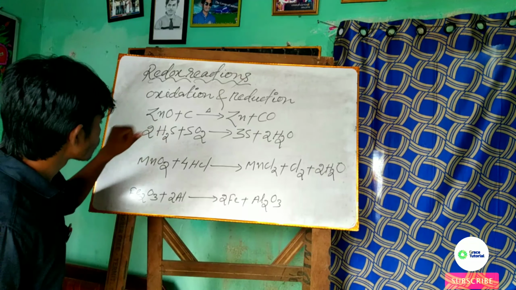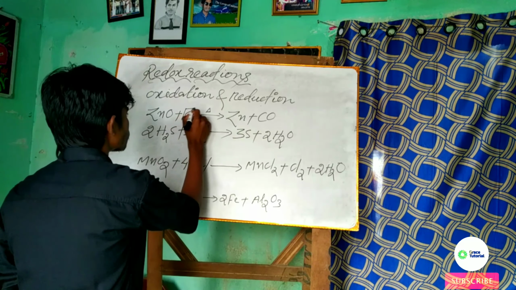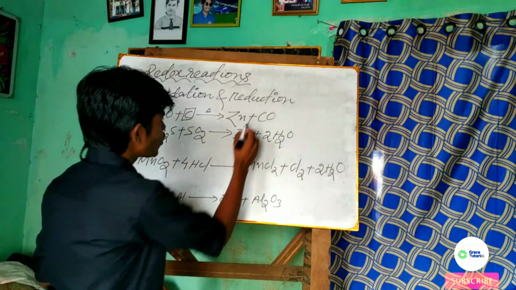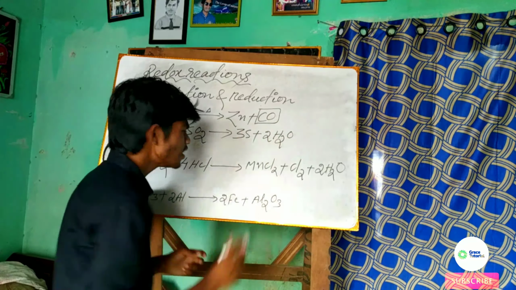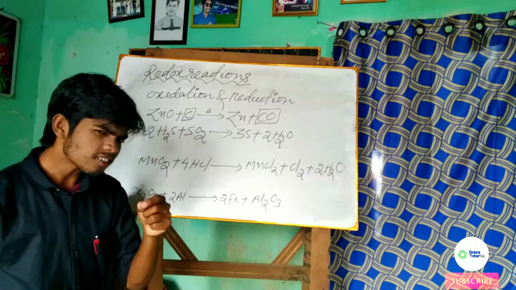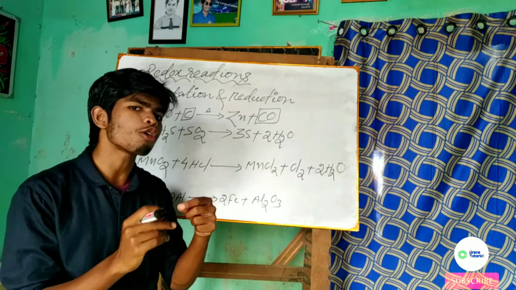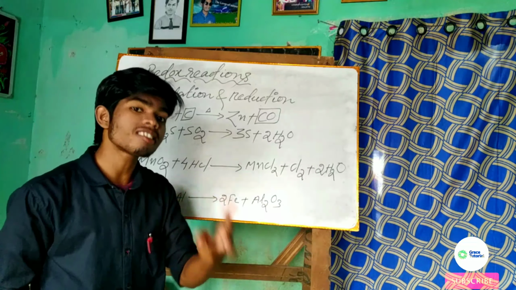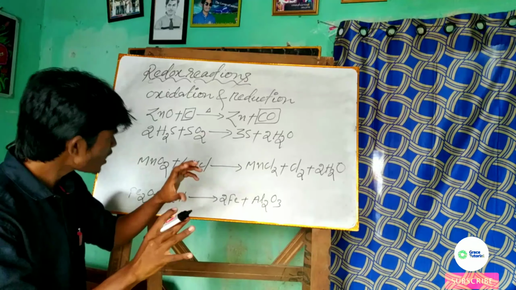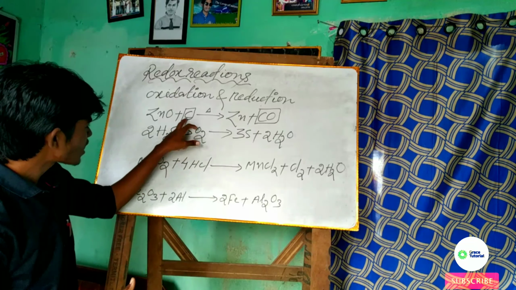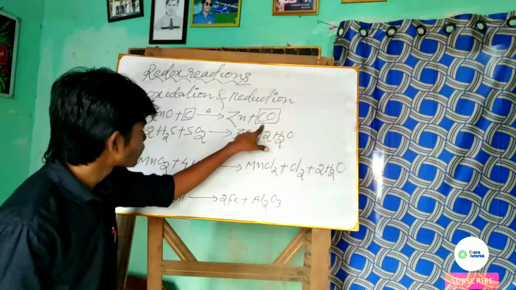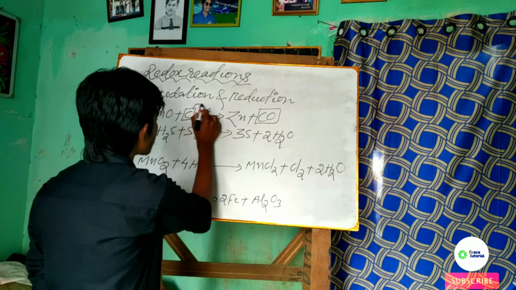Look here. In the reactant side, we have carbon. But in the product side, we have carbon monoxide. That means here the addition of oxygen has taken place. Recall the definition of oxidation: addition of oxygen or removal of hydrogen is known as oxidation. So here the carbon in the reactant side has had oxygen added in the product side. That means oxidation has taken place.